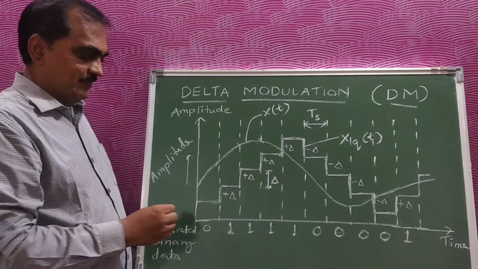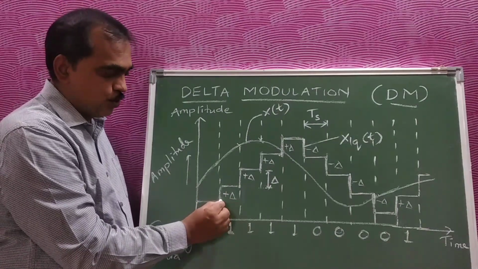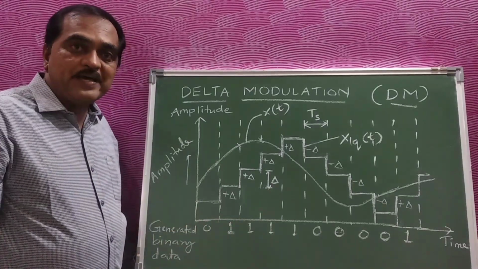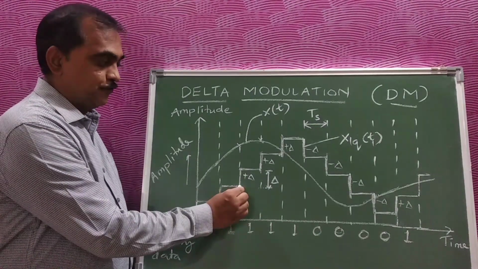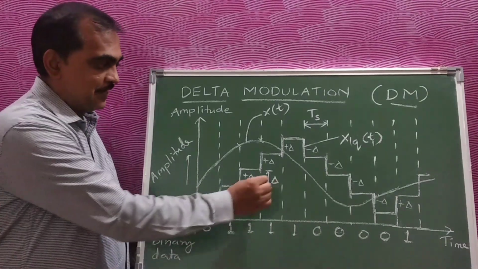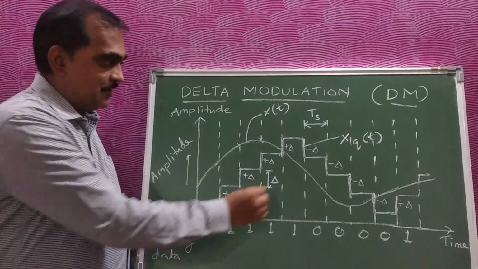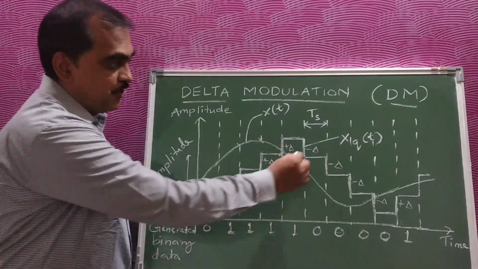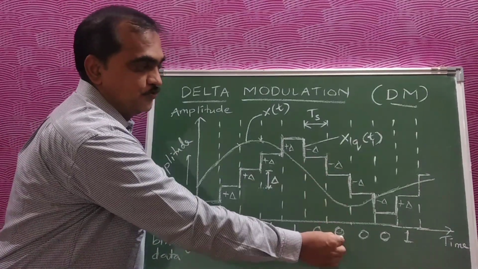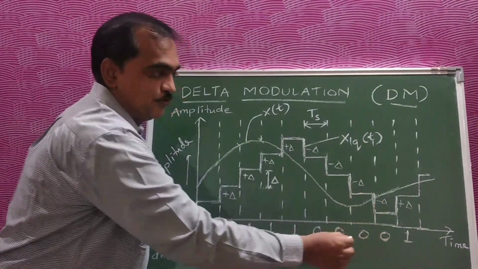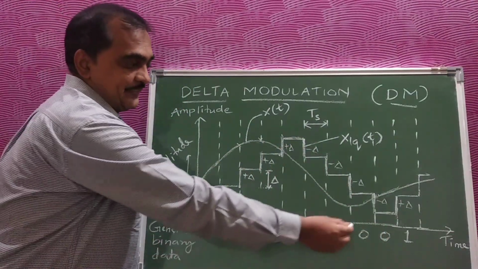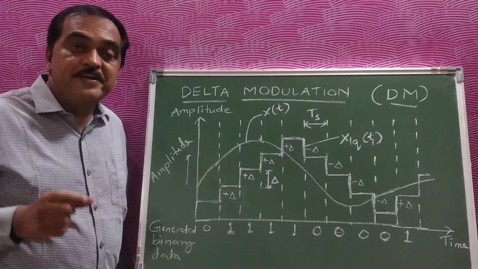In that case, if it is plus delta, meaning it is going on top, you take that sample period as binary logic 1. Again plus delta, logic 1. Again plus delta, logic 1. Here you are coming down, it is minus delta, logic 0. Coming down, logic 0. Coming down, logic 0. Again going on top, logic 1. So these are the bits you have got for every time period.